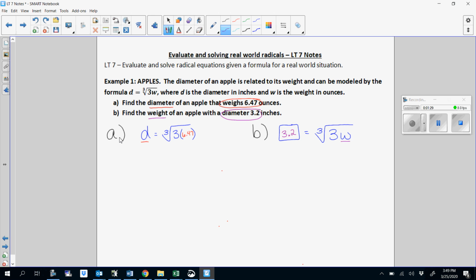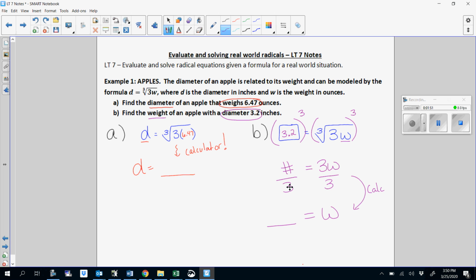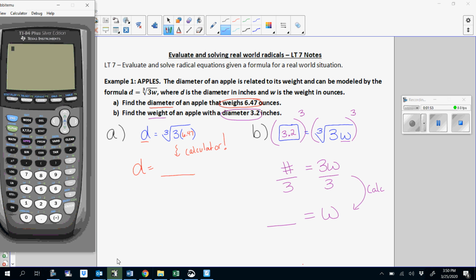Solving A, again, is just using your calculator. And solving B is actually target 6. Solve an equation. You'll need to cube both sides to get rid of the cube root. And then once you do, the number that you get over here equals 3W. So whatever number it is, you need to solve for W by dividing by 3. So I'll now take the calculator and show you the buttons.